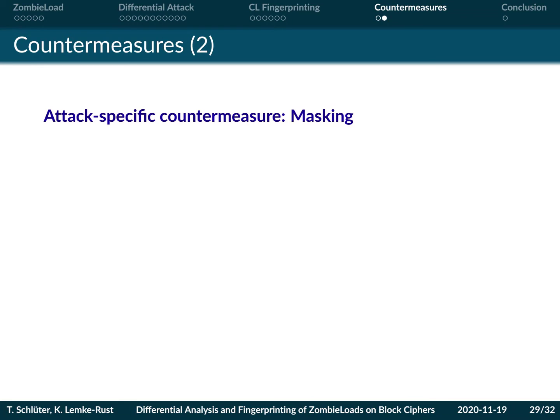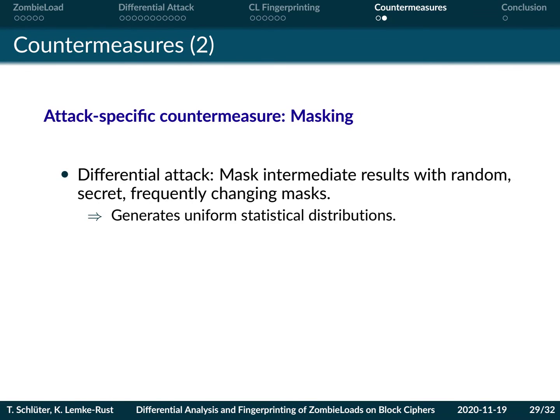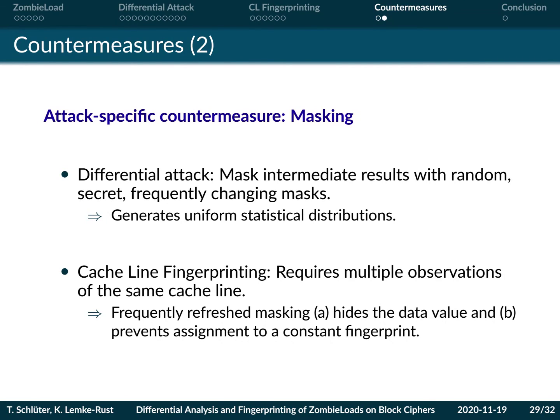There are also some countermeasures that we could use specifically to mitigate our attacks, and especially I would like to talk about masking now. For the differential attack, we could use a masked implementation of the block cipher with random, secret, and frequently changing masks. This would mean we couldn't use our analysis algorithm anymore because we would be unable to pre-compute the intermediate values that we need. These kinds of implementations are already known because they are also common to mitigate power analysis attacks. For cache-line fingerprinting, we can also use masking, because we need a constant sequence of bytes from which we can generate our fingerprint. If this is not there anymore because we use frequently changing masks, then we couldn't assign the same fingerprint to multiple observations of the same data.